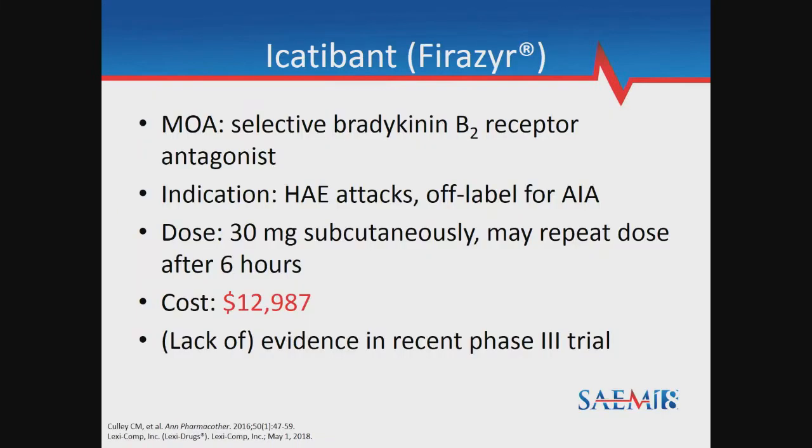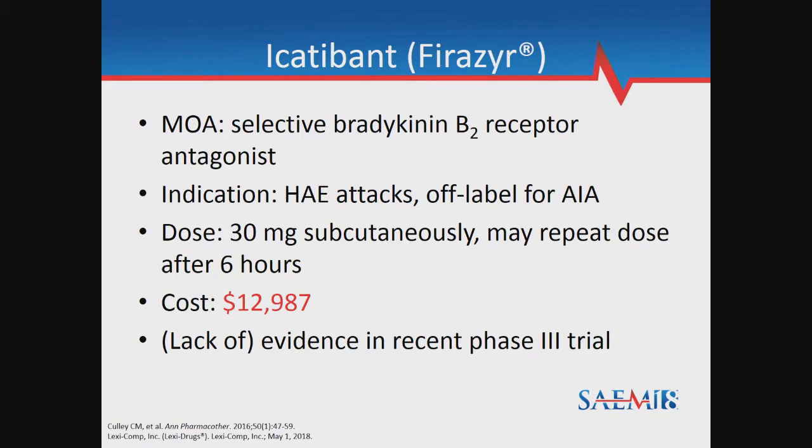The third treatment option is a little more interesting. So this is icatibant. The way that this works is that it blocks the receptor. It blocks the effect of bradykinin binding to the B2 receptor. It is also indicated, again, for hereditary angioedema attacks. It does have off-label dosing for ACE-induced angioedema, which is unique. This is dosed like ecallantide, 30 milligrams sub-Q. You can repeat this dose in 6 hours, total daily dose of 90 milligrams. Cost for one dose, again, not cheap at $13,000.